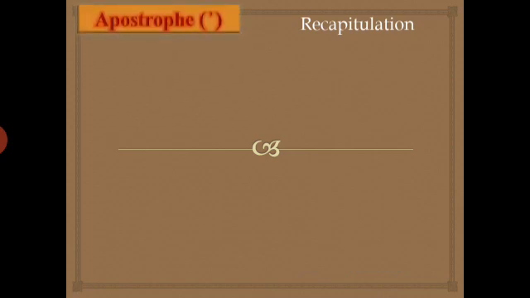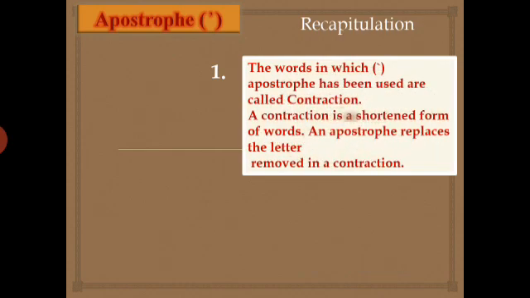Now see, what is an apostrophe? This is a symbol which is used in punctuation. There are so many uses of apostrophe. We have learned something about the apostrophe comma and apostrophe s. So let's discuss the apostrophe.